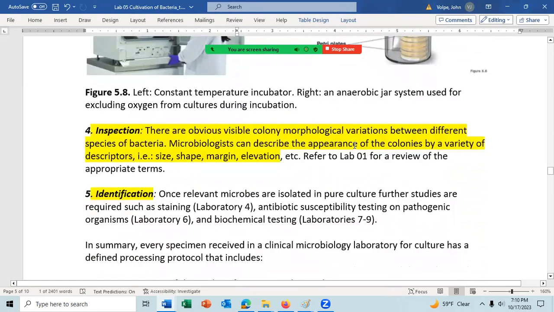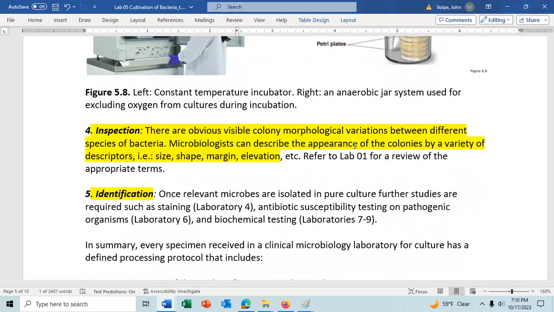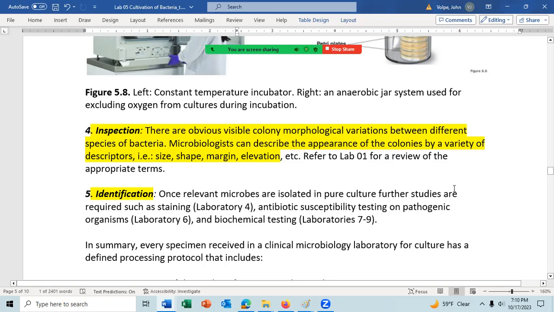You then take the plate out of the incubator and inspect it, looking for obvious visible colony differences between different species of bacteria. You can look at different things such as the differences in the colony, such as their size, their shape, their margin, the elevation of the colony. We'll talk a little bit more about that in this lab later. And then you identify the species by running a biochemical test.